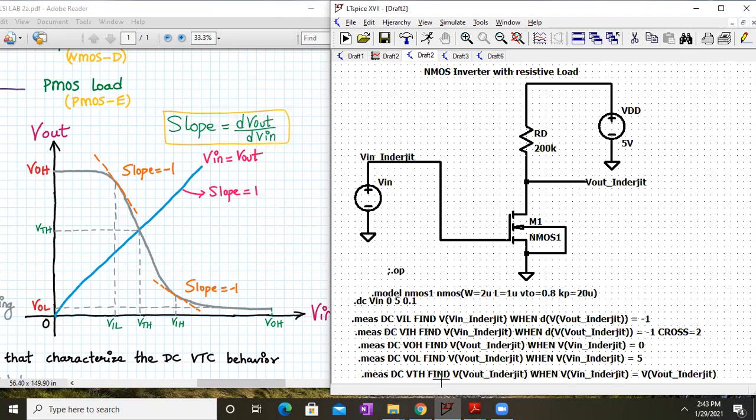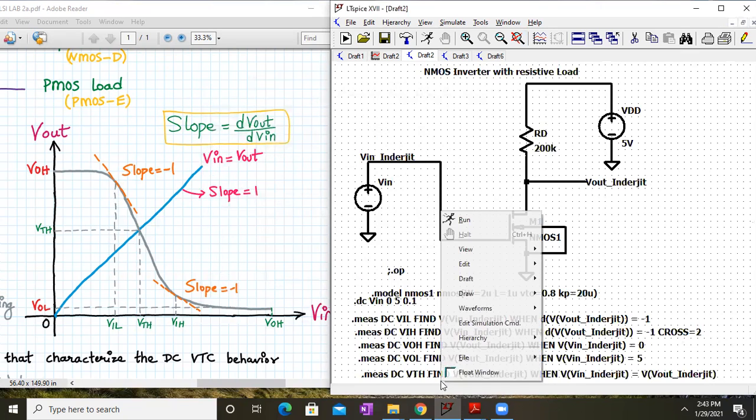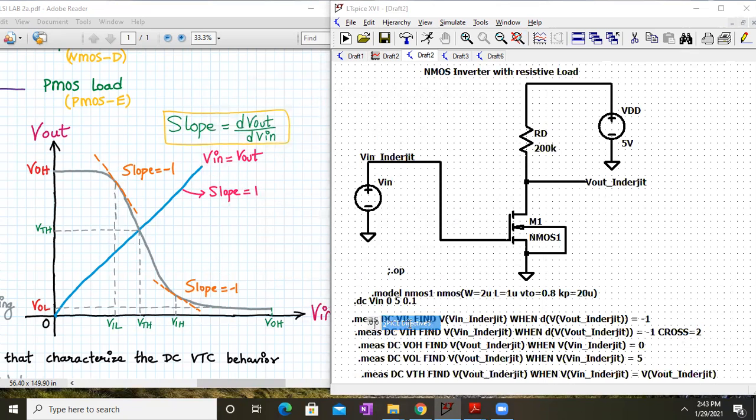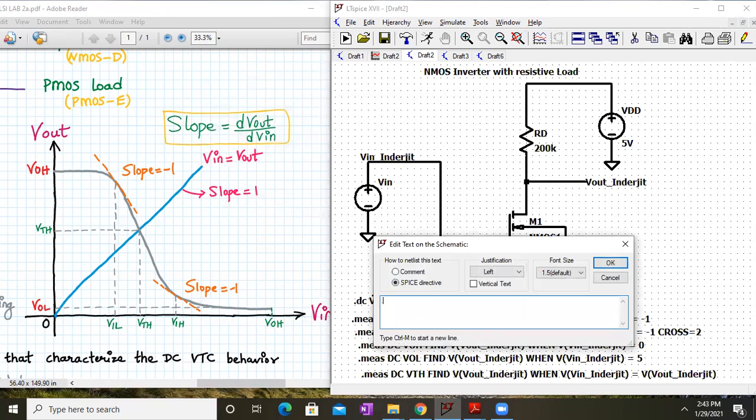Now what if we directly calculate the noise margins also over here? We can do that. We'll go to edit, to draft spice directive, and write the statement .measure NML, noise margin low, and param. We have the value of VIL. We can directly write it over here and subtract VOL. We have found that, right?